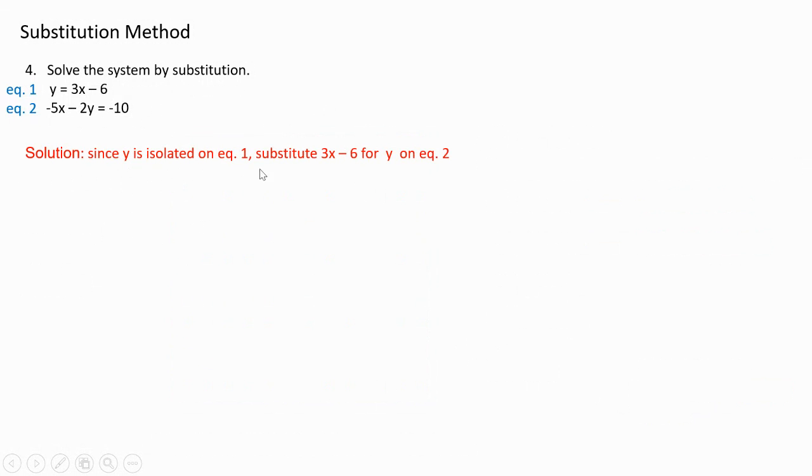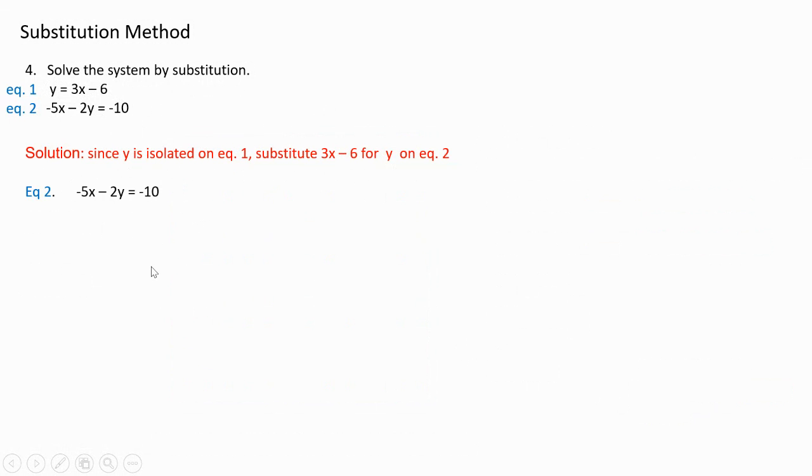Solution: since y is isolated in equation 1, we substitute 3x minus 6 for y in equation 2. Because at times, students always ask me, "Mr. Isasi, what should we do here?" I always tell them, try to isolate one of the variables, either the x's or the y's. In this case, in equation 1 the y is already isolated, so it's easier to use equation 1. And you're going to plug in 3x minus 6 in equation 2 right here.